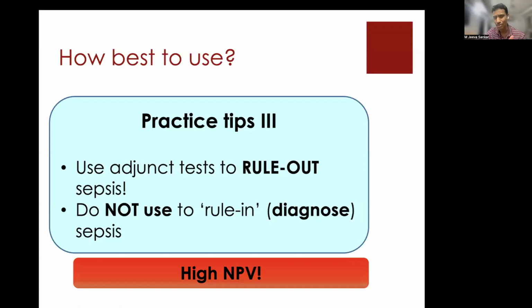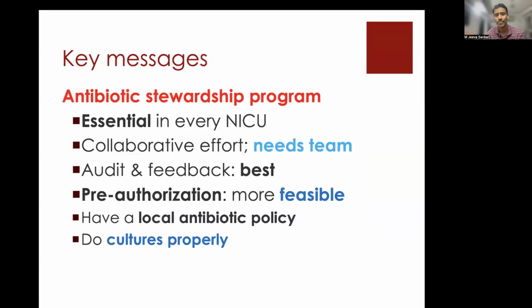These tests are to be used to rule out sepsis, but do not use them to rule in and start antibiotics. Don't share or put the blame on CRP to start antibiotics. Have the courage and the accountability to start antibiotics and say, okay, I started antibiotics because of this clinical guidance. It's not because PCT was positive or CRP was positive. Don't do that.